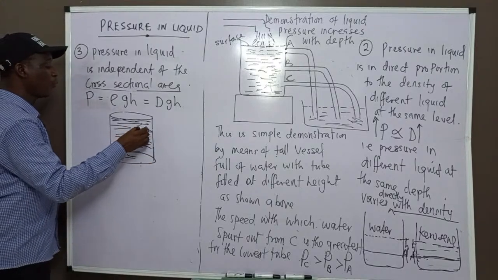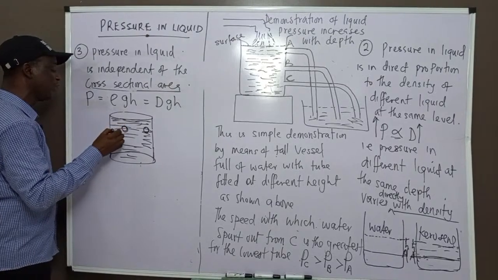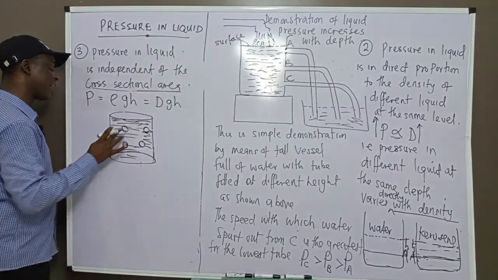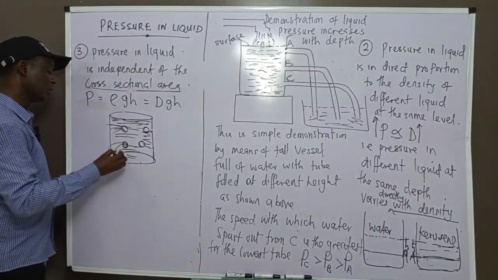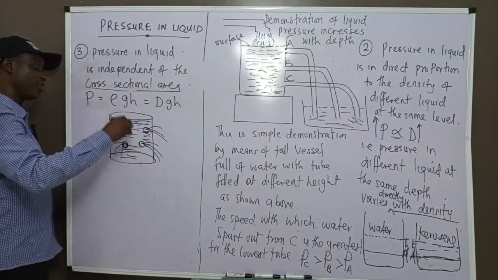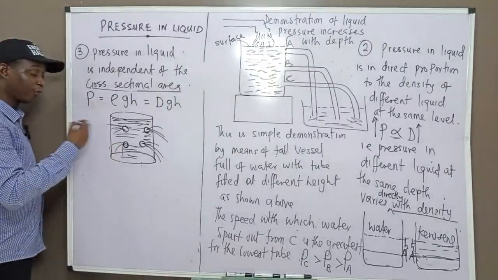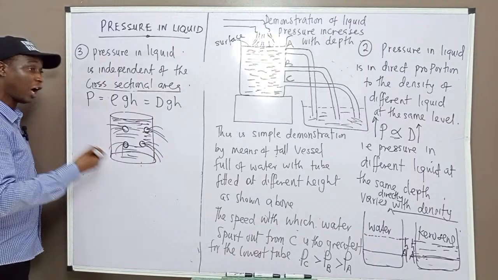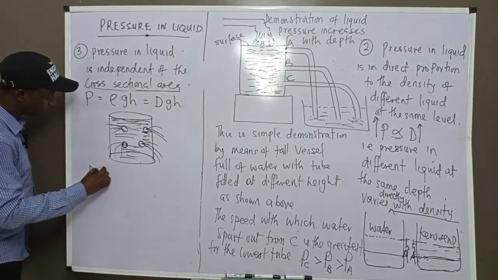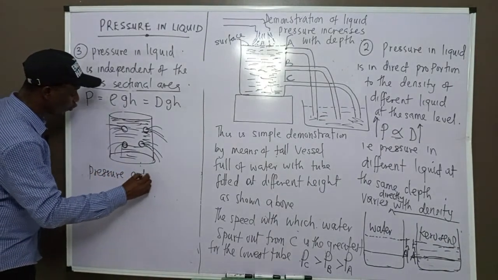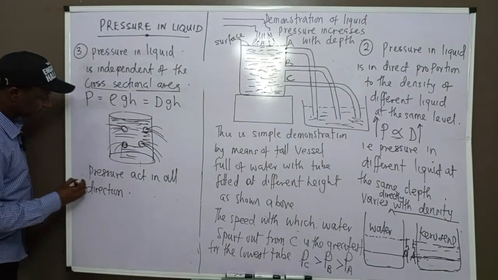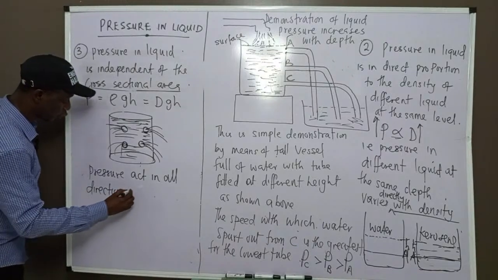Now, when you create an opening around the can with a nail, you notice that there will be a spout of liquid out of those holes around it. That means the liquid will be pumping out from those holes. Ensure they are identical holes. We are going to notice that pressure acts in all directions. Pressure acts in all directions in liquid.